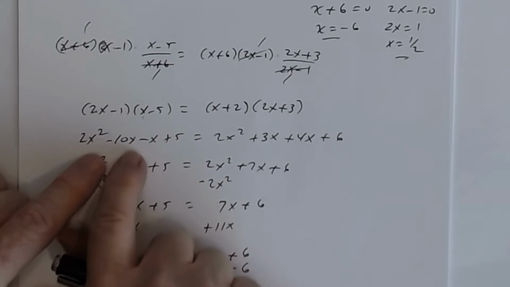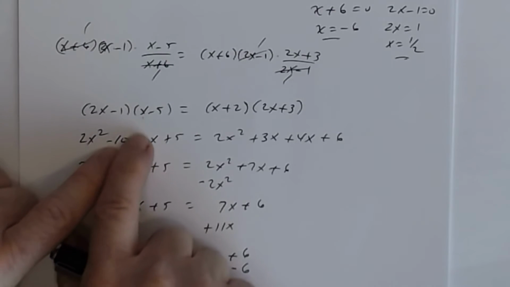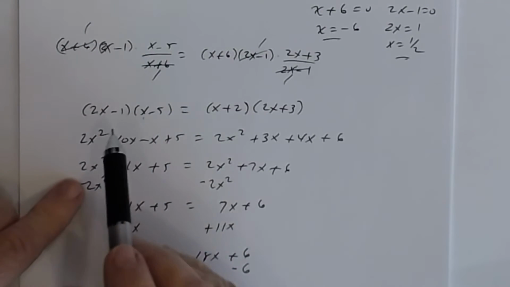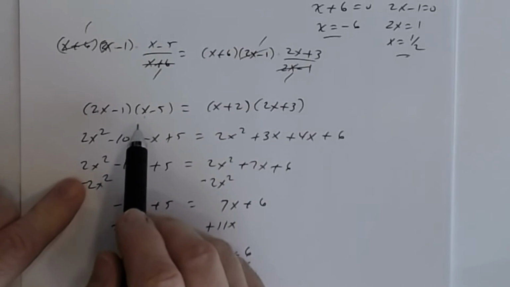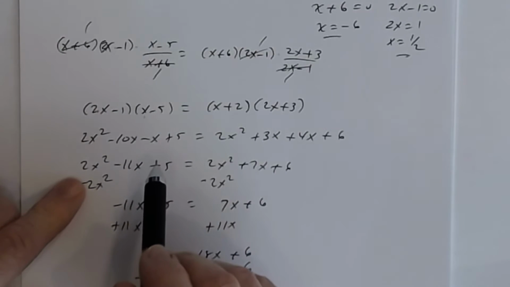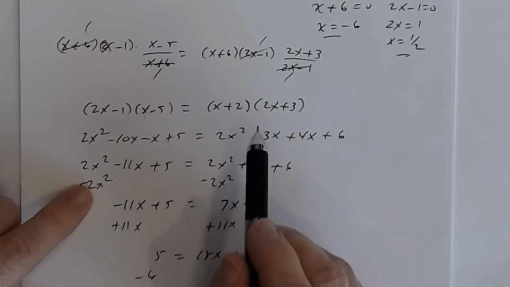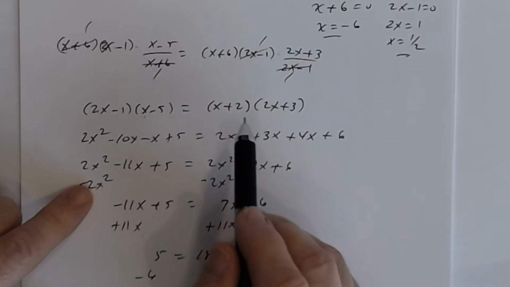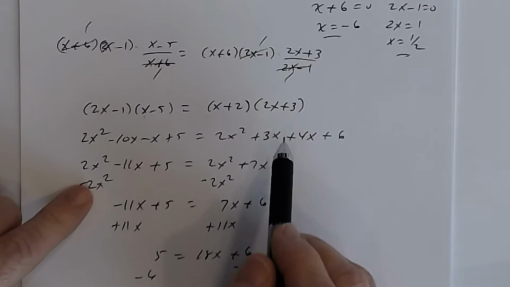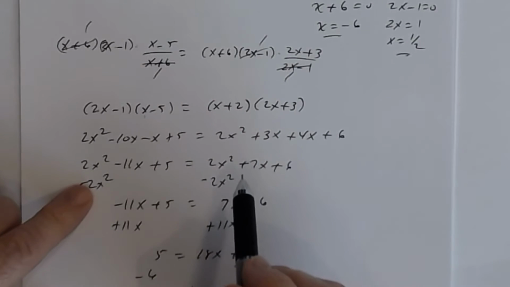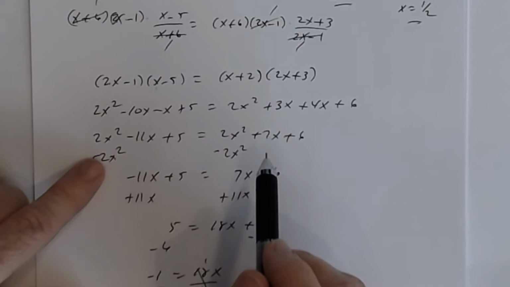All right, so let's see, that's 2x squared, a negative 10x and a negative 1x and a positive 5, so that's correct. And that becomes this, negative 11x plus 5. Over here, that's 3x, and that's 4x, and that's 6, so that's 7x, so that's okay so far.